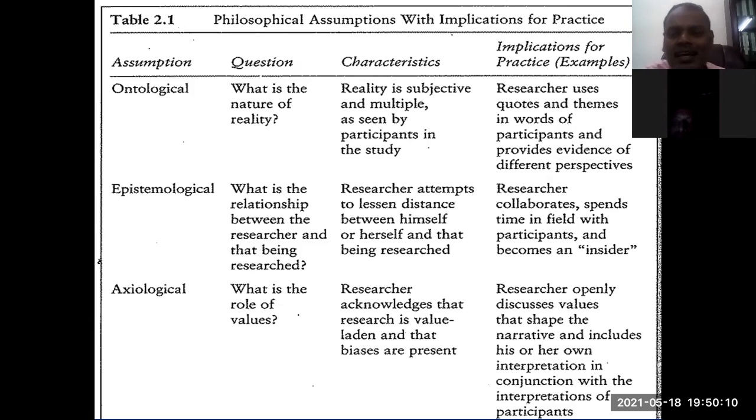So the researcher attempts to lessen the distance between himself or herself and that being researched. So it is better to keep our own feelings outside. Don't bring our own experiences into the research. It is better to keep away our own status. That is fine for doing a qualitative study. So the researcher attempts to lessen the distance between himself and herself and the research subject.